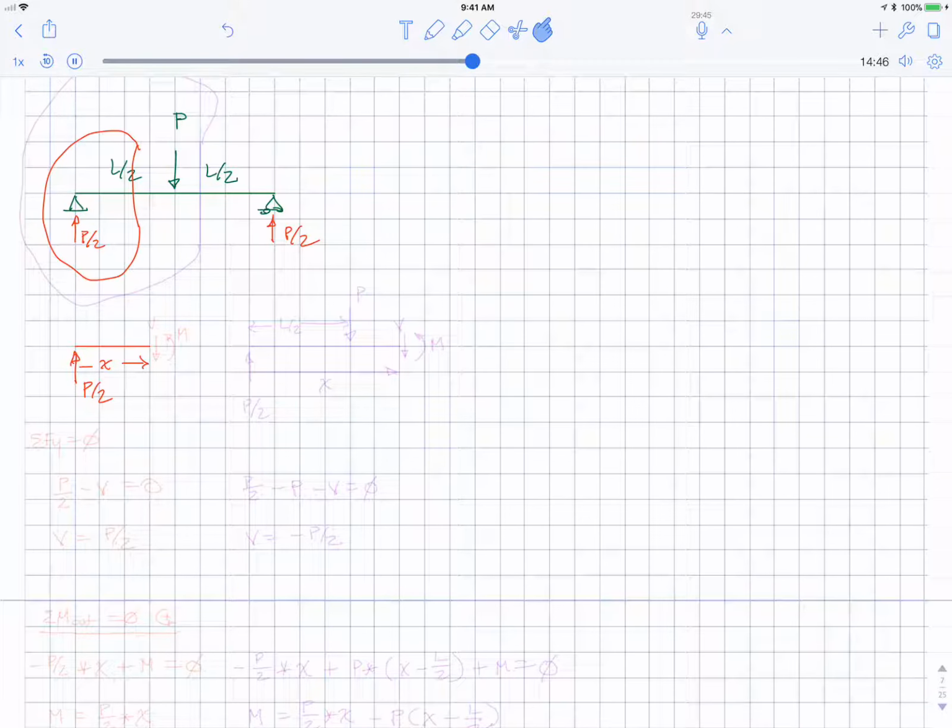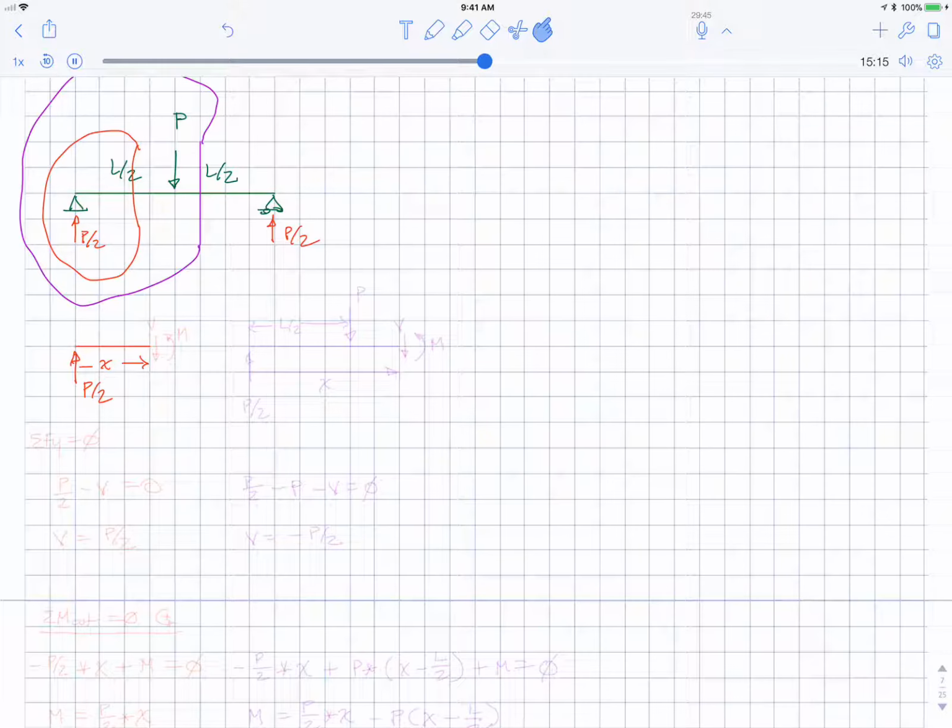Before we continue, let's talk about the fact that P, that load P, is not in our picture. It's not in our free body diagram because it's outside of the loop. However, if X is greater than L over 2, then the cut, let me draw it in purple, would be out here. And then when we close it, P would indeed be in the loop.